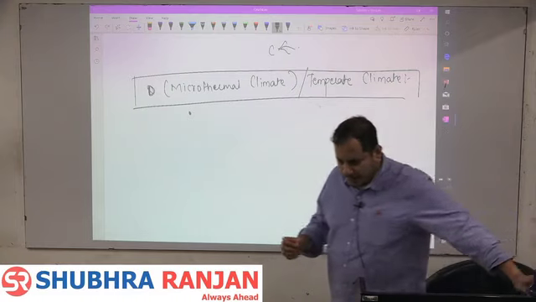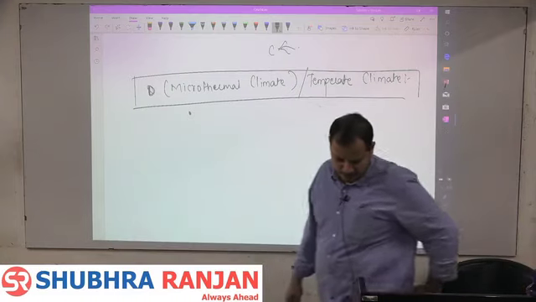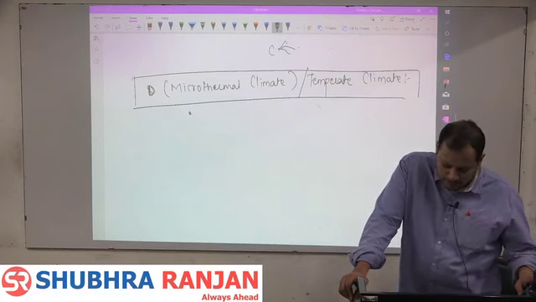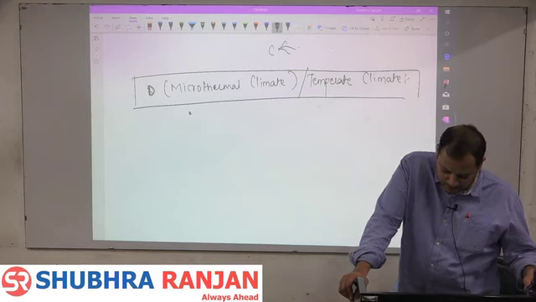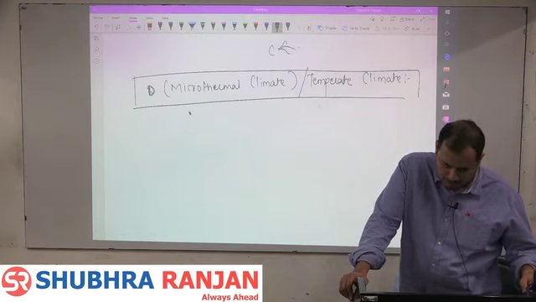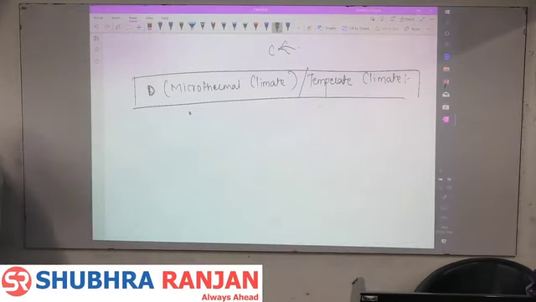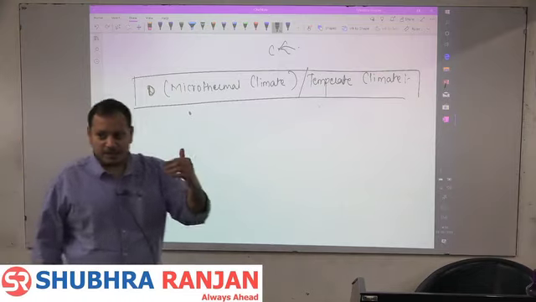The poleward and the equatorward boundaries are determined by the 10 degrees Celsius isotherm. He is saying that the boundary of this climate, whether it is the poleward boundary, is 10 degrees Celsius during the summers, and during the winters 10 degrees Celsius.